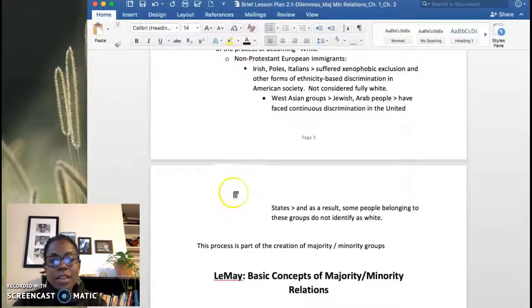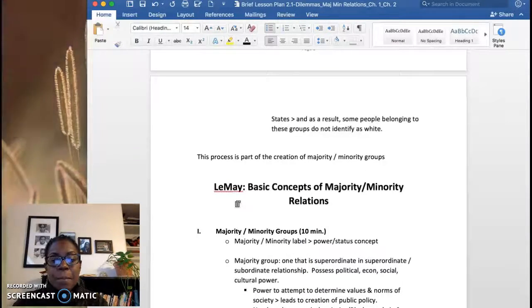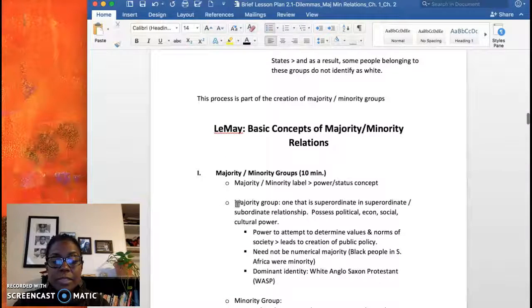Let me just get rid of that. The process of creating whiteness in 1 second. But just understand that this process is also linked to the creation of majority and minority groups. So that's an overview of McLean and Stewart's dilemmas.